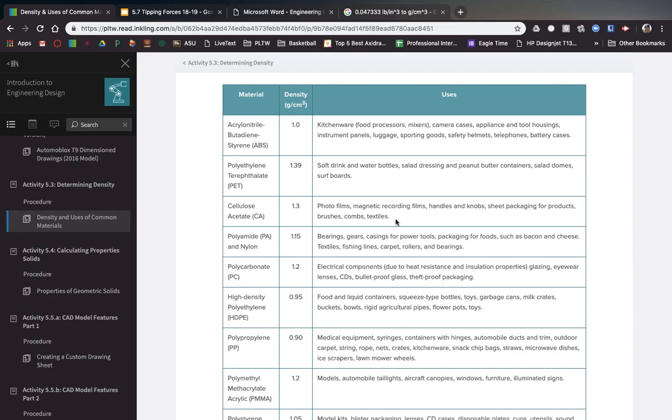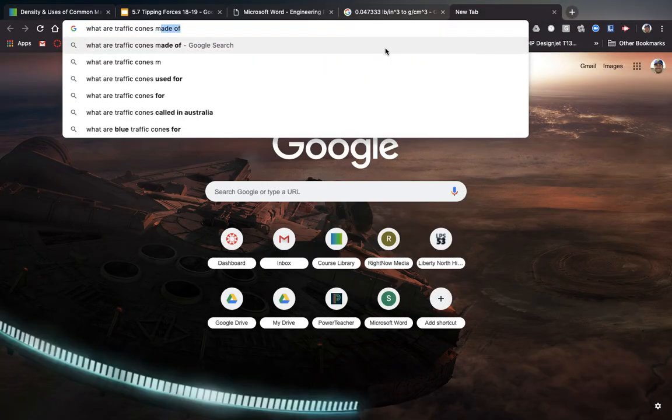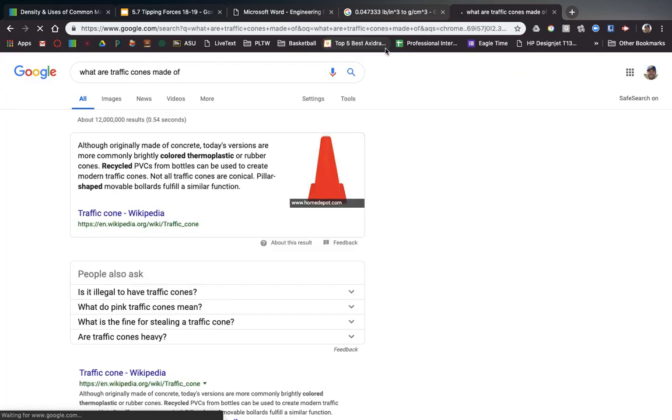As long as you're able to justify the reason why. Listen, the density is about the same. We calculated the density to be 1.31 grams per cubic centimeter in part two, and look at these two materials that are 1.31 grams per cubic centimeter here. These would be great choices. How about we go Google it? What are traffic cones made of? Let's see what that says.